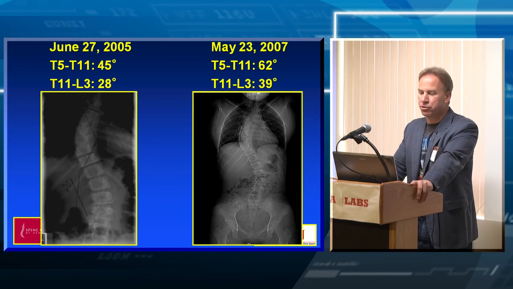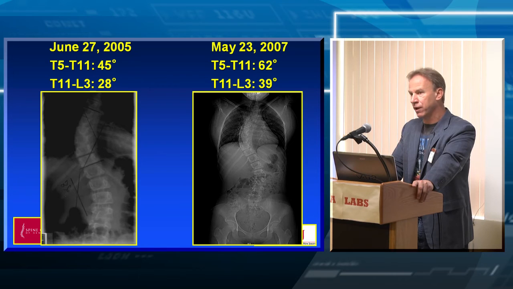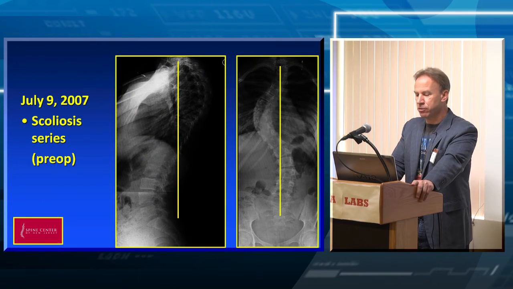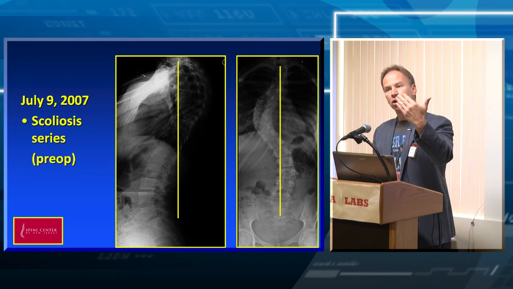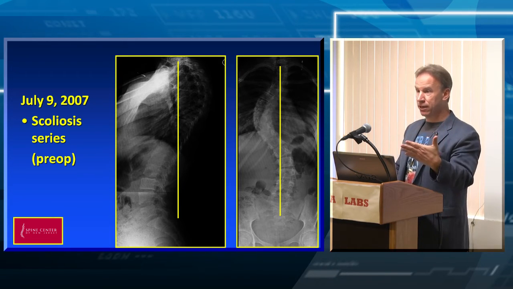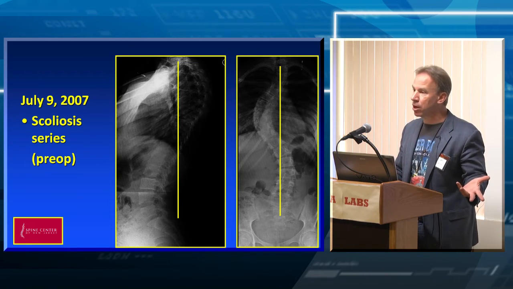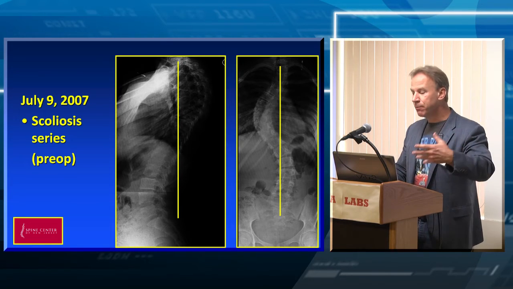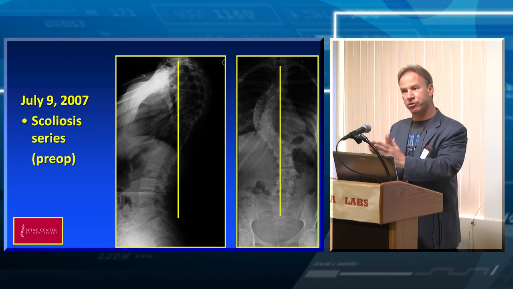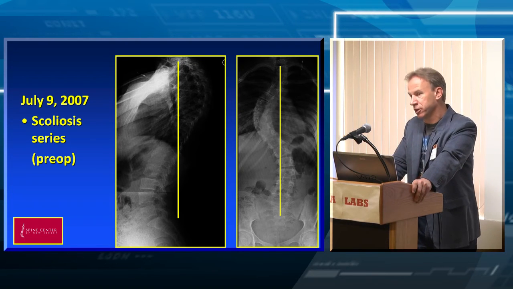But this shows what 2005 looks like compared to 2007, and you can see a significant curve progression has occurred. Her pre-op scoliosis film right there. The one thing of interest here, she's in good sagittal alignment with a negative sagittal balance, and she's coronally aligned. That's why she's not having trouble functionally. That's why she's on the track team competing, because her alignment is reasonable, both sagittally and coronally. So it's really an appearance issue at this point.